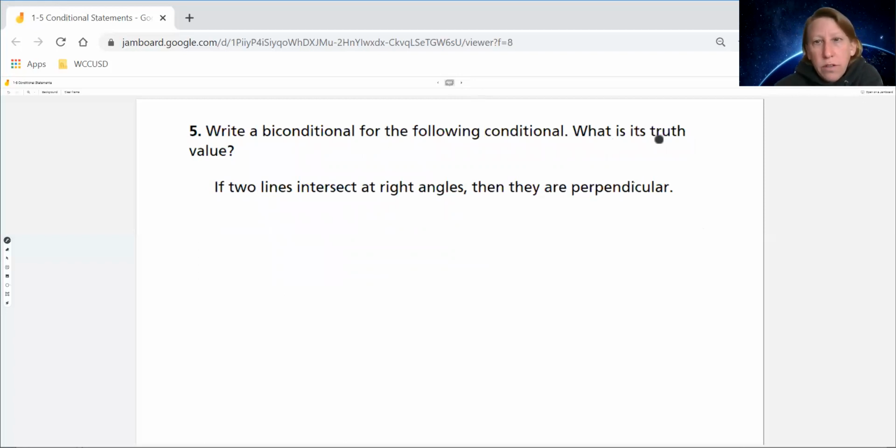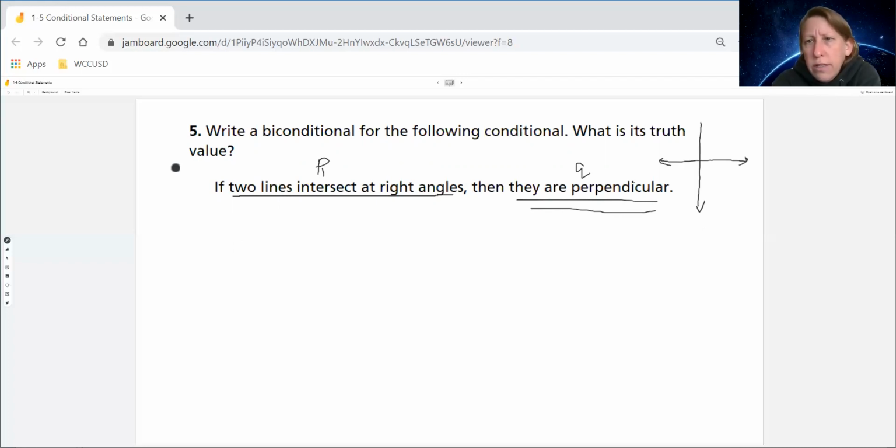So write a biconditional for the following conditional. What is its truth value? So if two lines intersect at right angles, that's the hypothesis, and they are perpendicular is the conclusion. If two lines intersect at right angles, then they are perpendicular. Let's just draw that really fast. We have a line and we have another line, and they intersect at right angles. And that's what perpendicular means. It means that there's a perfect right angle at all four of these corners.